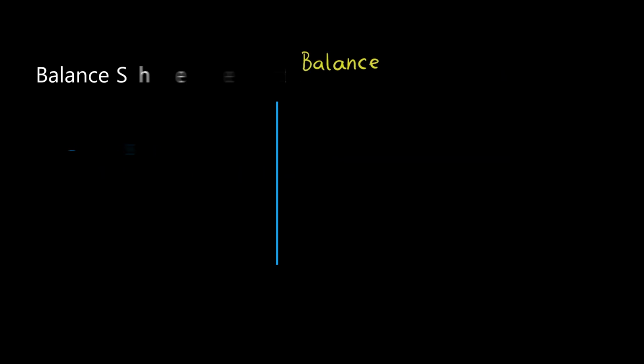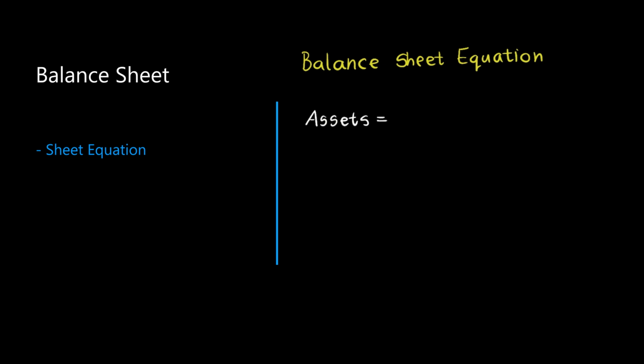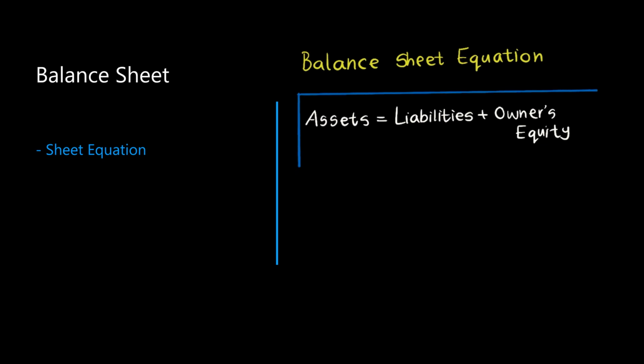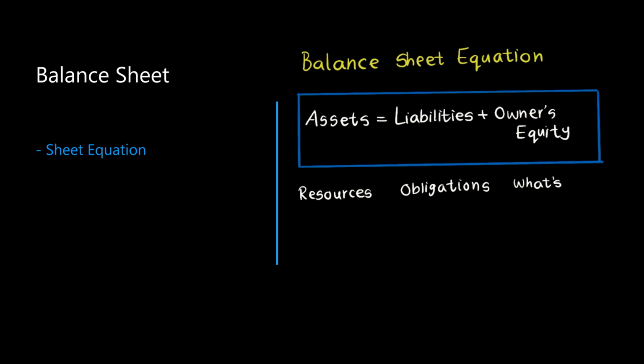The balance sheet equation is simple but powerful. Assets equal liabilities plus owner's equity. Assets are resources the company controls. Liabilities are obligations the company owes. Owner's equity is what belongs to the owners after paying off debts. This equation always balances, which is why it's called a balance sheet.